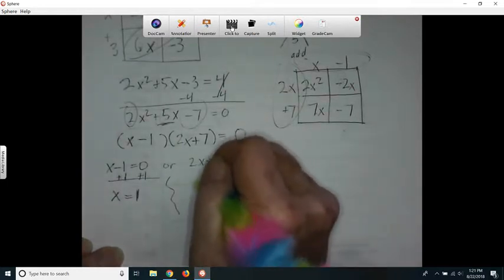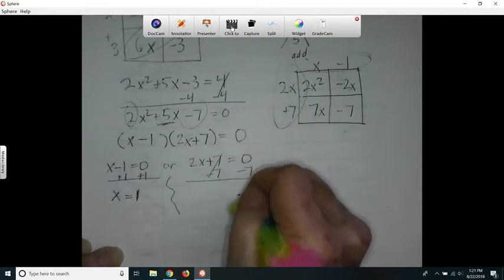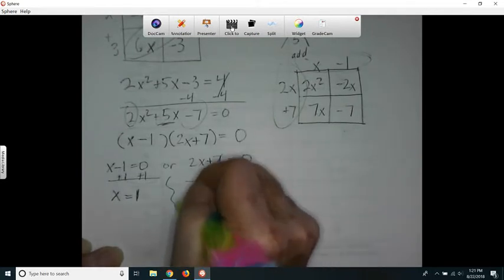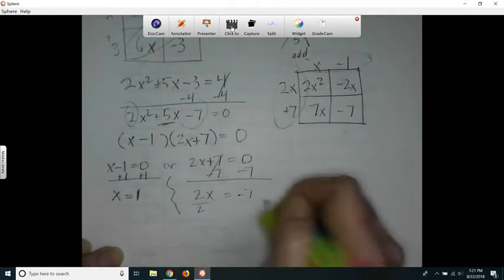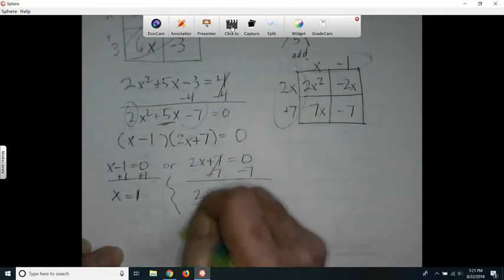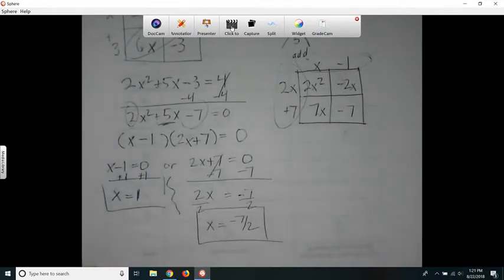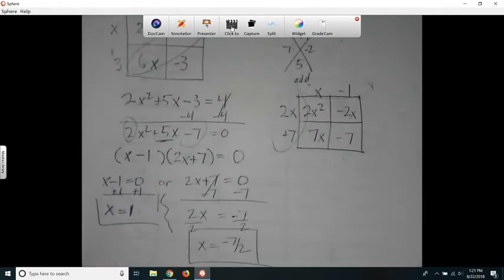And what do I have to do here? I have to subtract 7. Negative 7 equals 2x, and I can divide by 2. And I can have x equals negative 7/2. So now I have two answers, and it said make sure that I'm right by plugging them in.